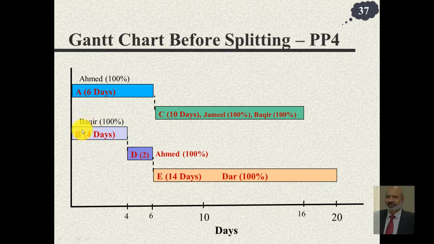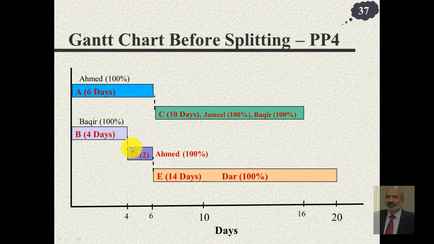Like for instance, Bakir had to work here for 4 days, but then Bakir and Jamil, when they work on activity C, by that time D is already completed. So Bakir doesn't get any overtime. He is not overworked. Dar is not overworked. Jamil is not overworked. Only Ahmed is overworked for these 2 days.